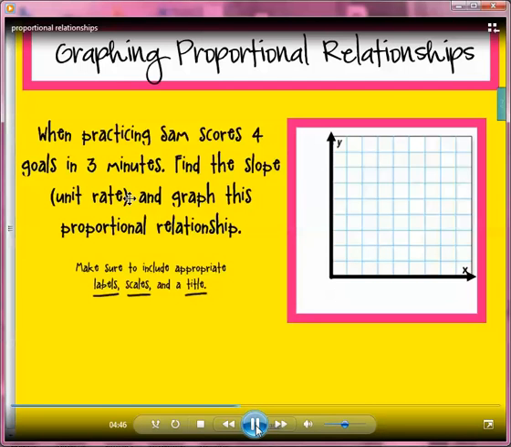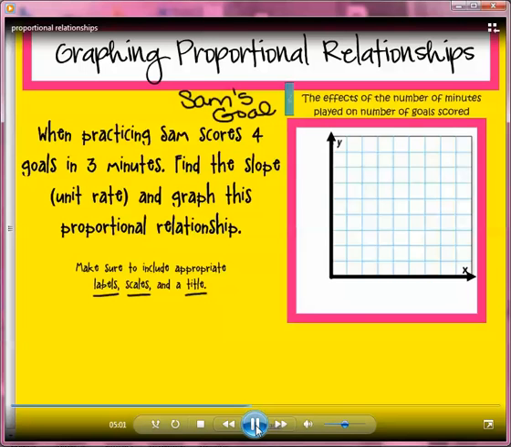So he's going to score 4 goals in 3 minutes. So if we use the scientific approach, it's the effects of the number of minutes played on the number of goals scored. If you want to go math-wise, you can just say Sam's goals. All right?